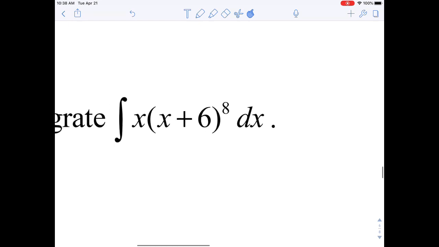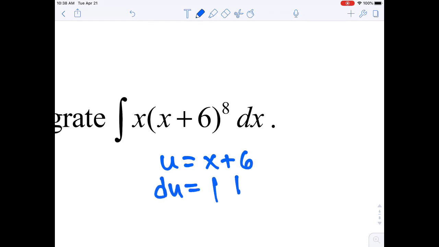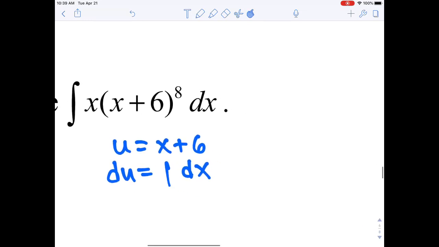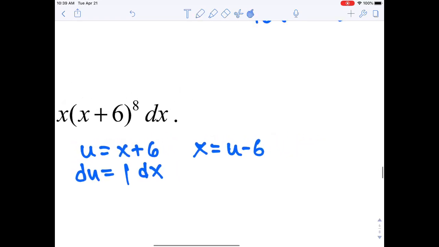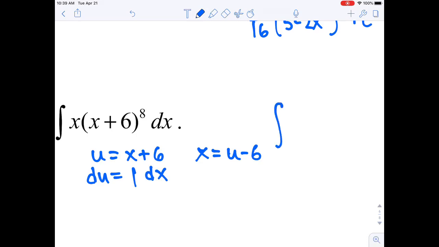Okay, let's look at this one. This one's a little bit different, because I don't have that x in there. So what happens is now you have to do a substitution for x. So x equals u minus 6. So now I can do a double substitution. I have u minus 6 times u to the 8th du. And we just distribute.